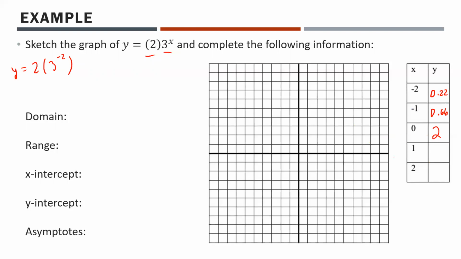And also quite interesting. Let's see the next one. If x was 1, we'd be doing 2 times 3 to the power 1, so 2 times 3, that's 6. And if x was 2, we'd be doing 2 times 3 to the power 2. 3 to the power 2 is 9. 9 times 2 is 18. Let's plot these numbers in here.